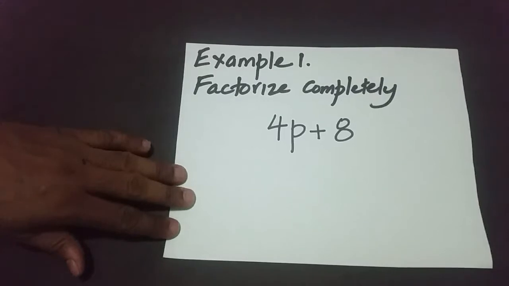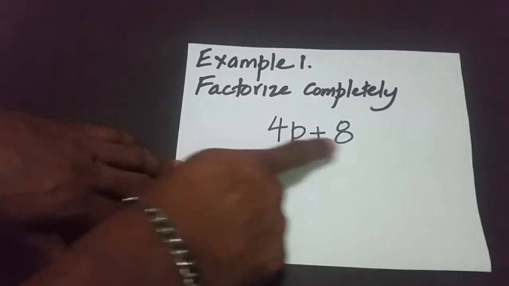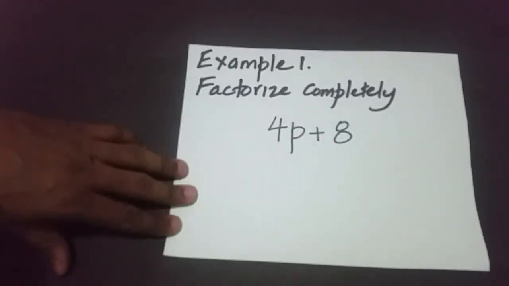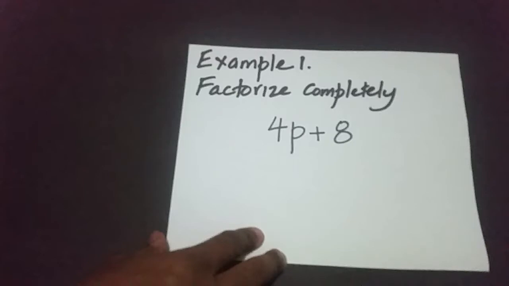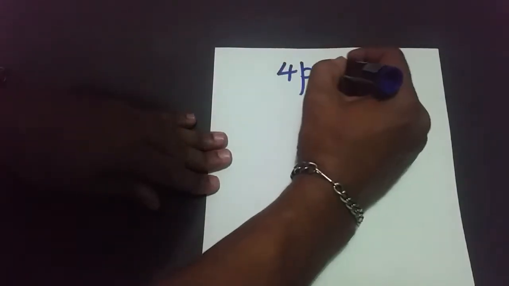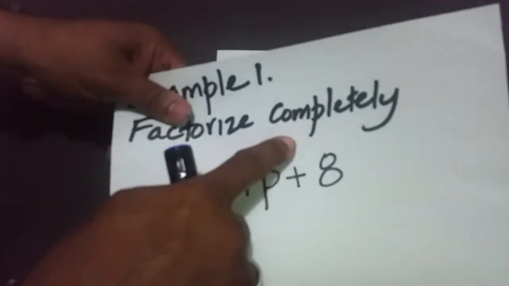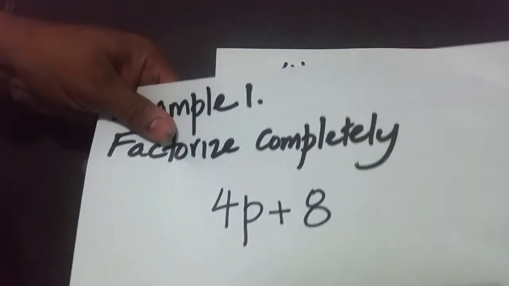Now, let's take a look at this question here. Now, it says factorize completely 4p plus 8. And essentially, what this is all about is determining the highest common factor of these two terms. Now, before I get into working out this question formally, let's just look at the situation here. So, the question was to factorize completely. This is a very important word in the question. Completely, factorize completely 4p plus 8.